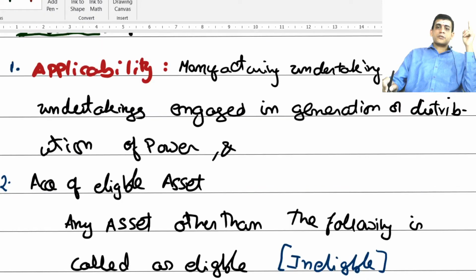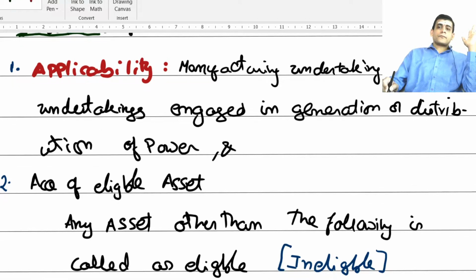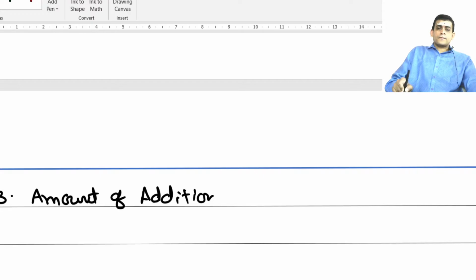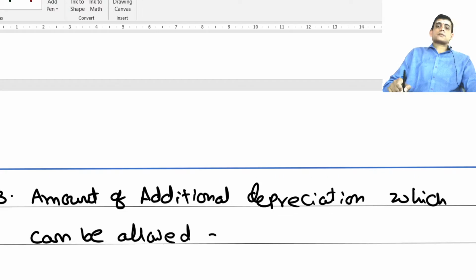So again, additional depreciation concept is very simple. What the first point says here, applicable for any entity engaged in manufacture or engaged in generation or distribution of electricity or power, and it should acquire an eligible asset. We know the meaning of an eligible asset. Then the third point speaks about the amount of deduction. Amount of additional depreciation which can be allowed as deduction.